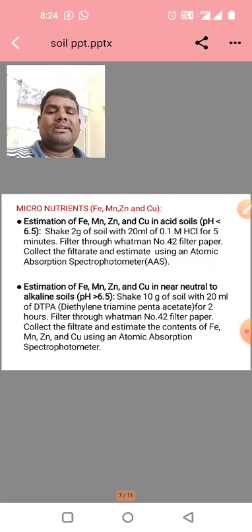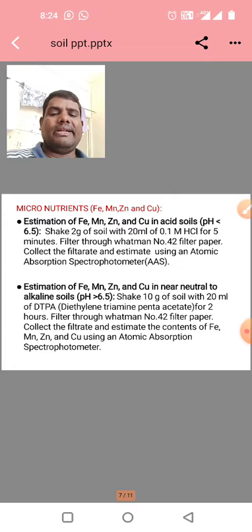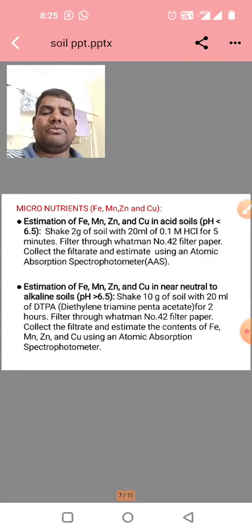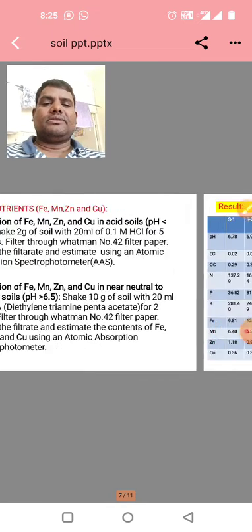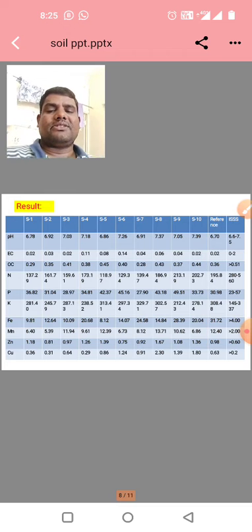In the second method, shake 10 gram of soil with 20 ml of DTPA, diethylene triamine pentaacetate, for 2 hours, filter through Whatman number 42 filter paper, collect the filtrate and estimate the contents of iron, manganese, zinc and copper using the atomic absorption spectrophotometer. You have to note down the digital values of these nutrients. Then these are the results.